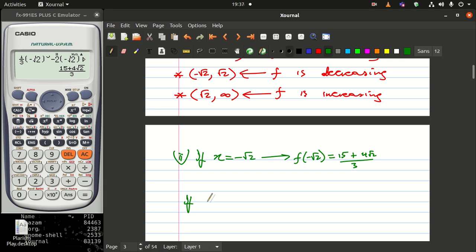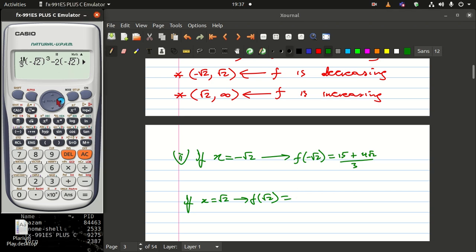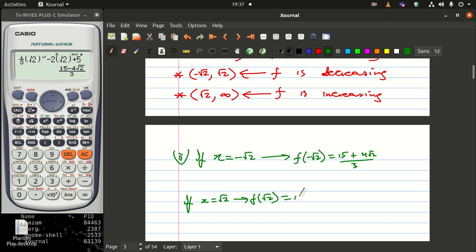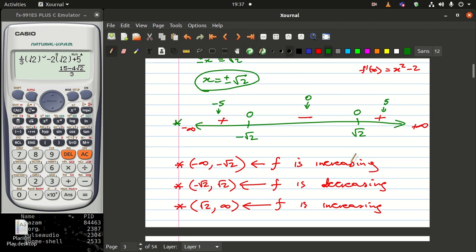And then if, let's say, x is equal to positive square root 2, our f of square root 2 is equal to, so here I'm just going to remove the negative there, and then I go all the way here, and then I remove this one. I'm going to get a 15, and then I have a minus 4 root 2 all over 3. But the question here is saying classify. So when they are saying classify, they are saying, is this a local maximum or a local minimum? That is what is important here.